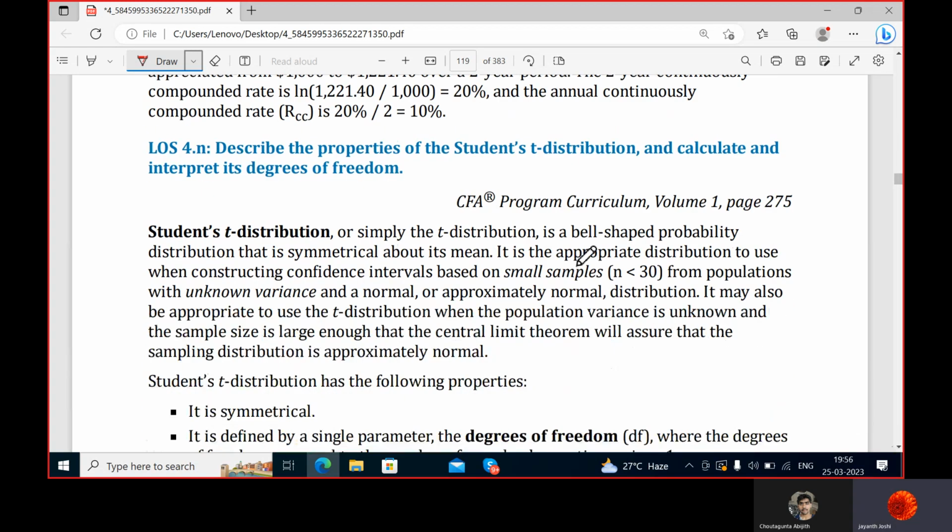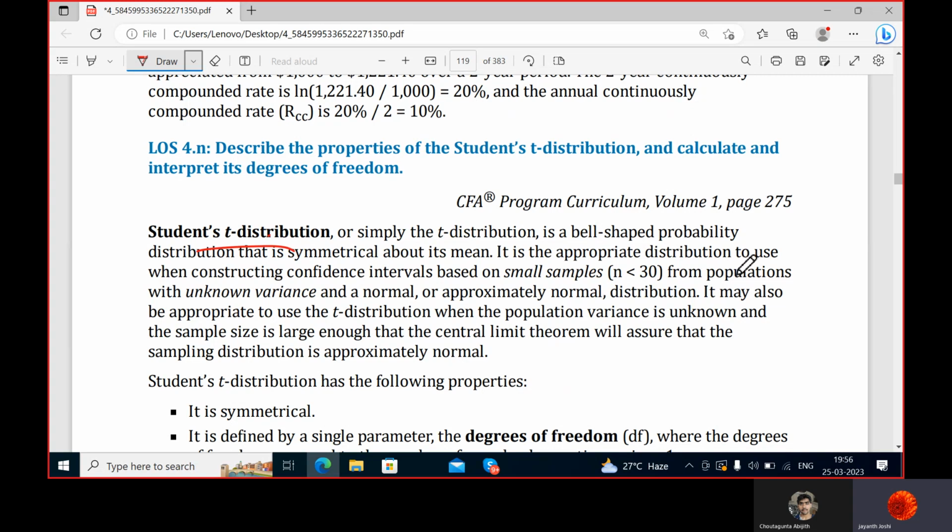Now we come to the next distribution called Student's t-distribution. See, Student's t-distribution is not something very different from normal distribution. It is very much similar in shape. It's a bell-shaped probability distribution, and it is symmetrical about its mean. It's very similar to normal distribution, but there are some characteristics it has.